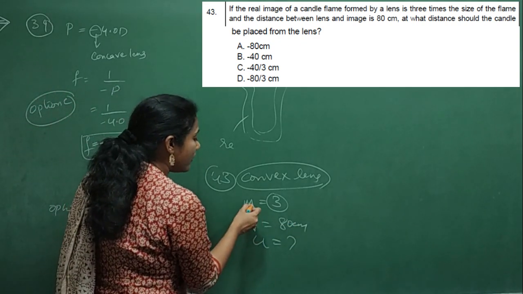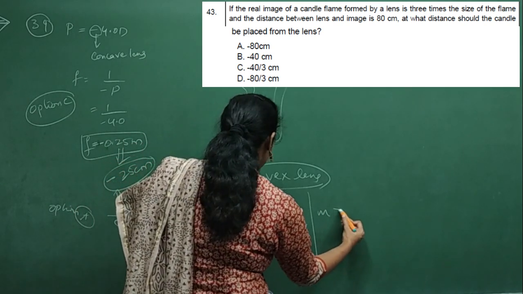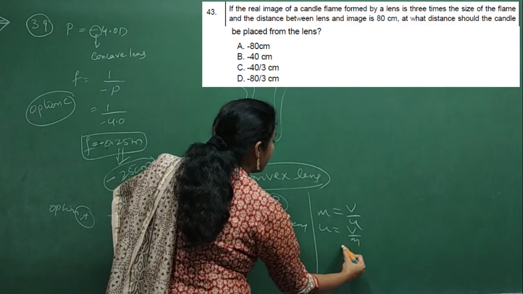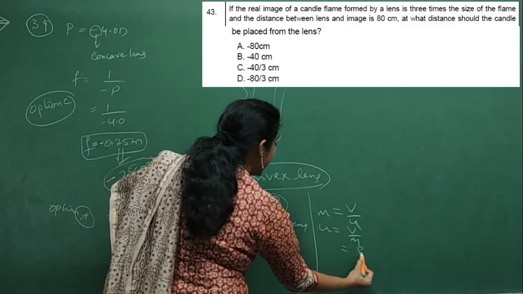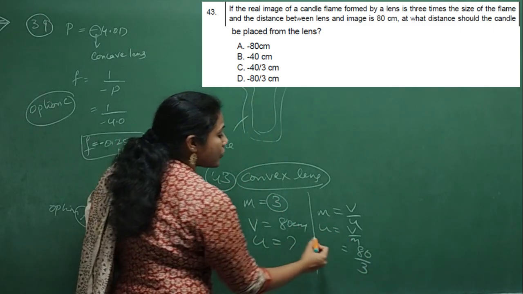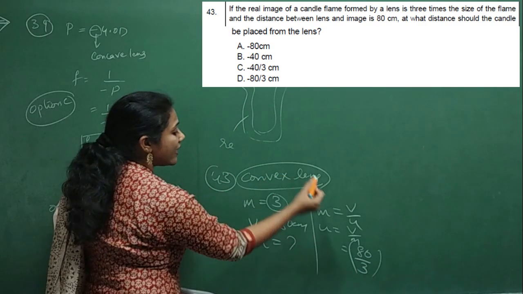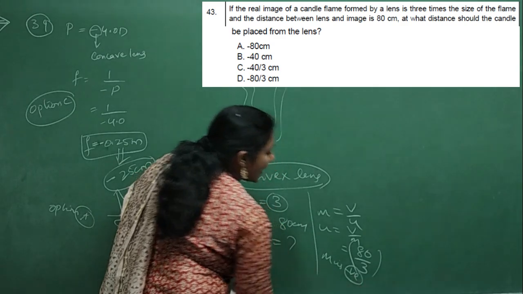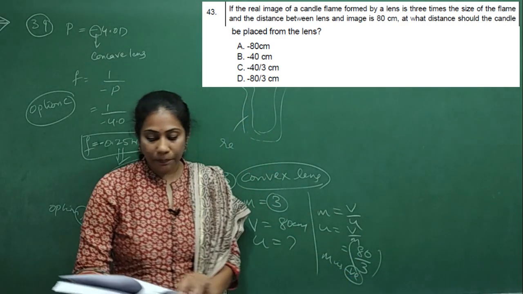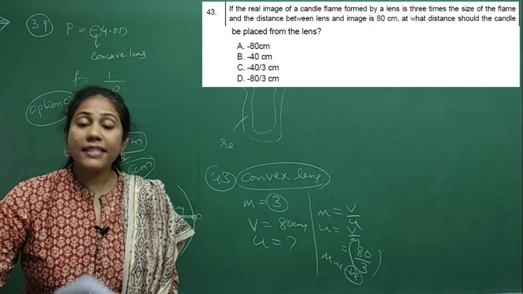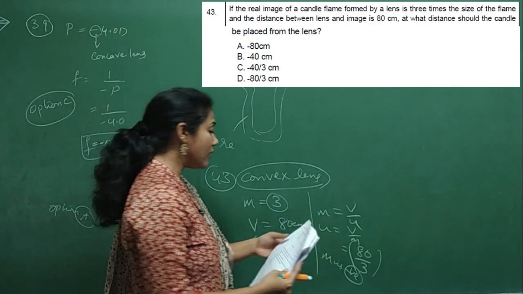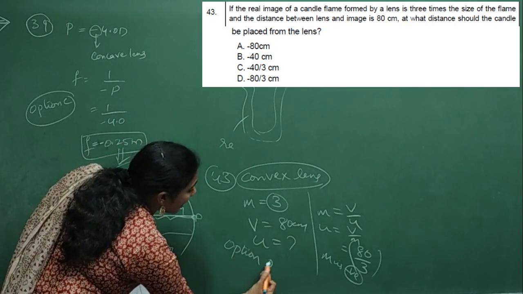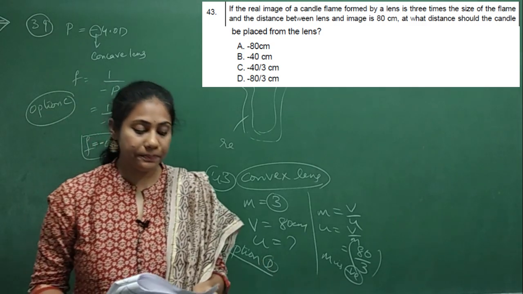So what is the relationship between M, V and U here? M is equal to V by U, isn't it? So U is equal to V by M. What is V here? V is 80, M is 3. So always for a real image formed by a convex lens, your M value must be negative, right? So your answer is minus 80 by 3. So where is the option? Minus 80 by 3 is there in option D, right? So option D is the correct answer for the 43rd question.